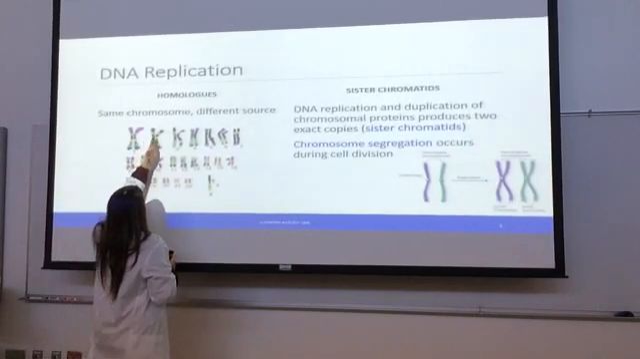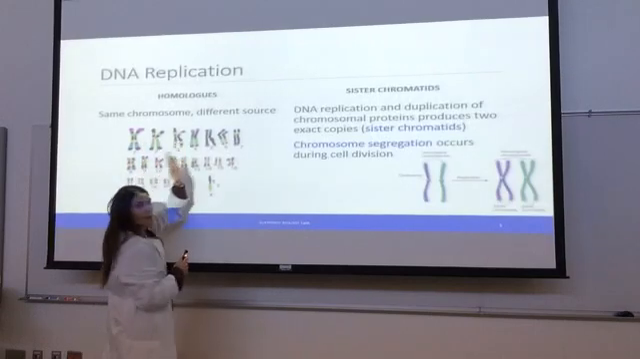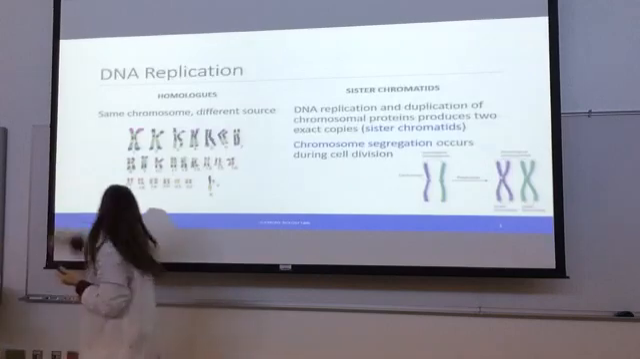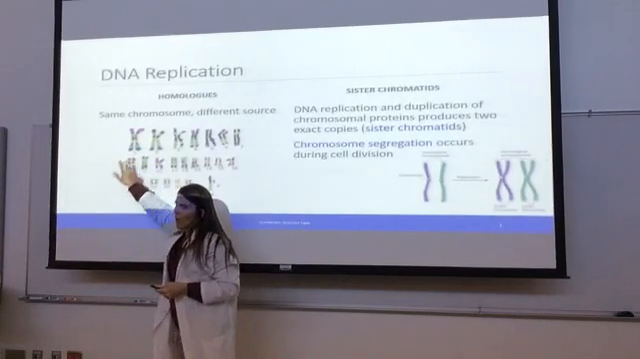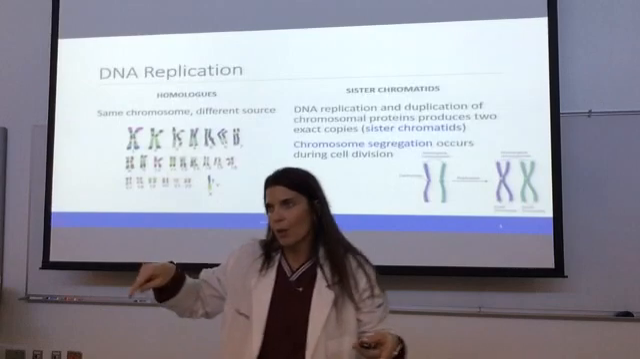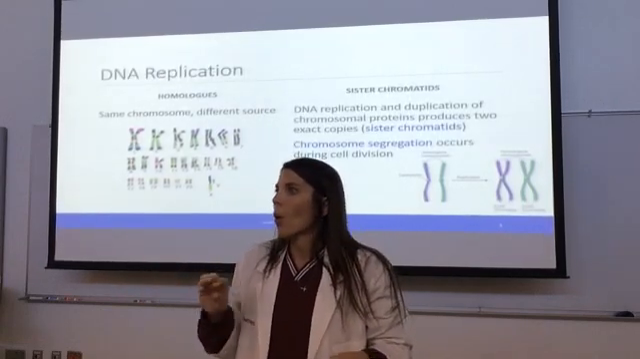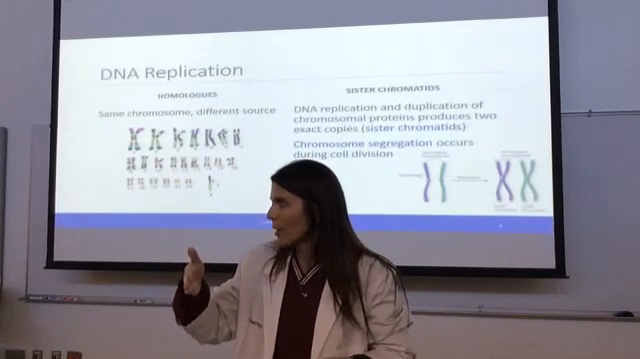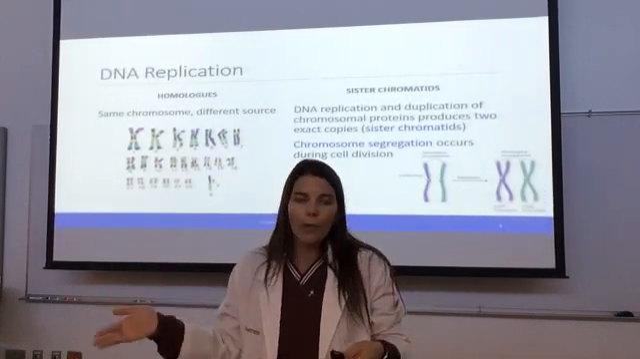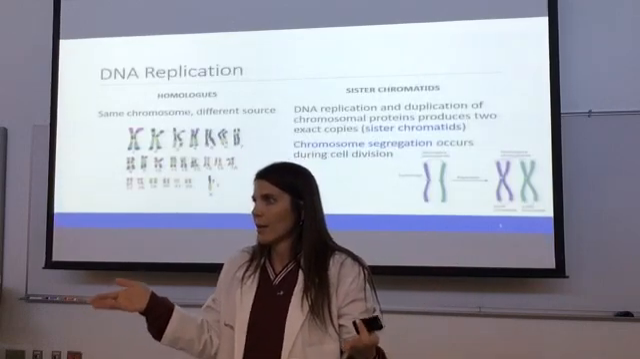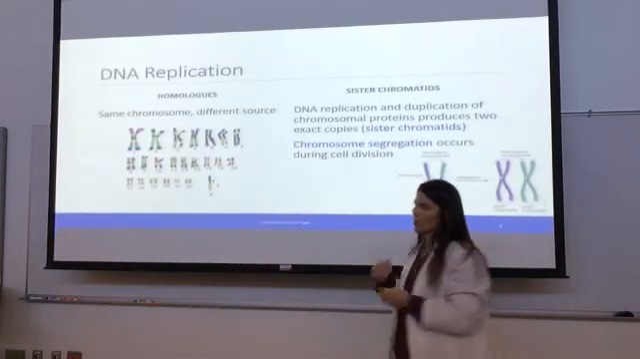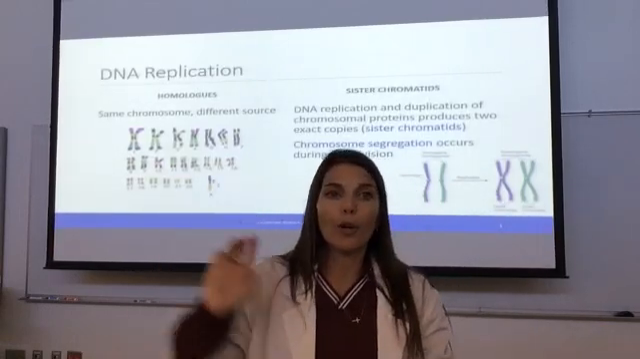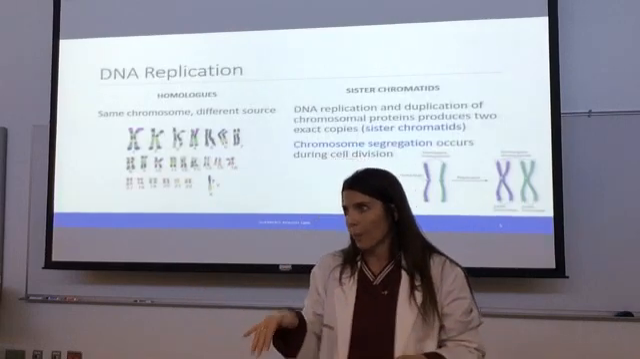chromosome 2 from mom, chromosome 2 from dad, 3 from mom, 3 from dad, and so on, which is why you have 2 copies. Because these are the same chromosome, but they came from a different source, we call them homologs, or homologous chromosomes. They're chromosome number 1, but 1 from mom, 1 from dad. You have this set up in every cell in your body, except for your mature egg and sperm.